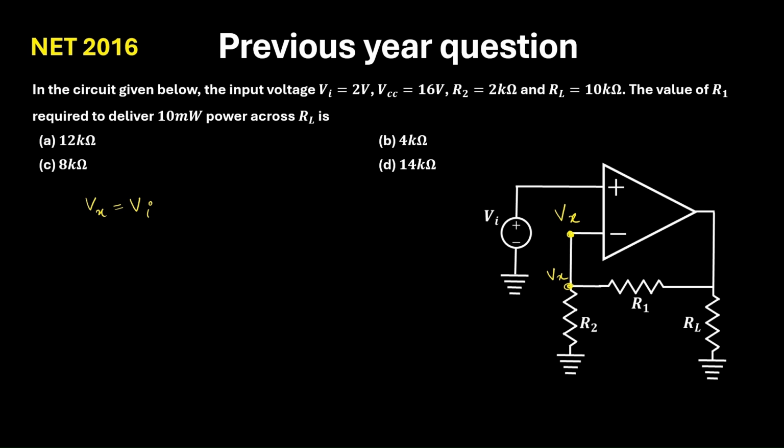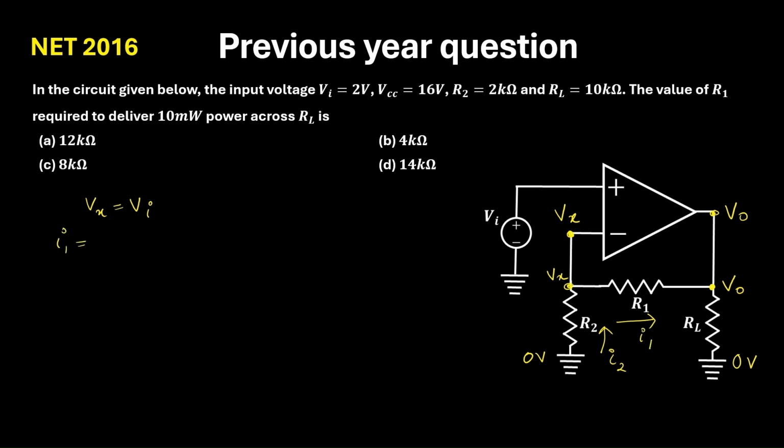Similarly, if this is V naught, then the same voltage will be at this node, V naught, and here it will be 0 volt. Now we have identified the voltage at each node. The second concept is, since the input impedance is very high, the current flowing through R2 will be the same as the current flowing through R1. So I'll call this one I2 and this one I1.